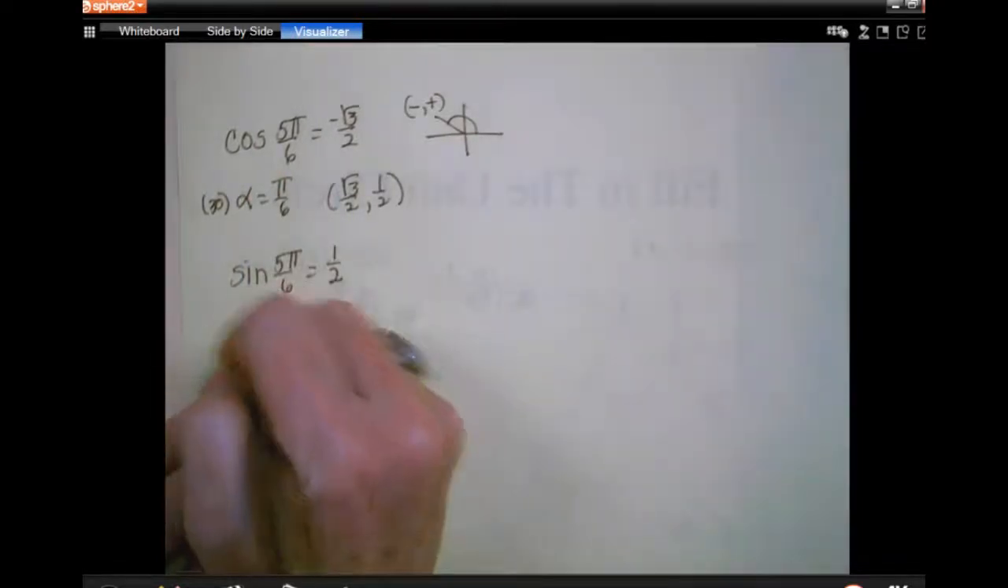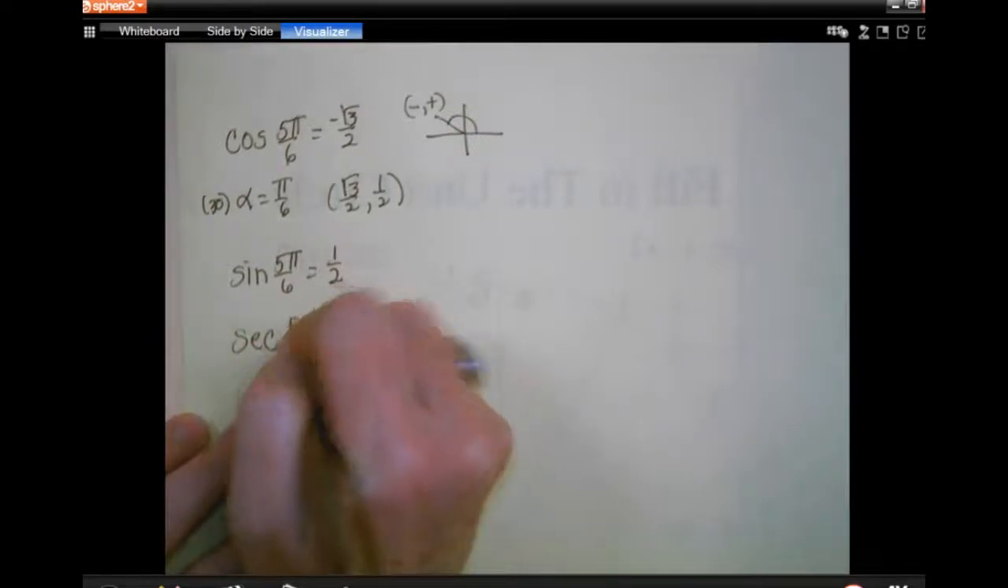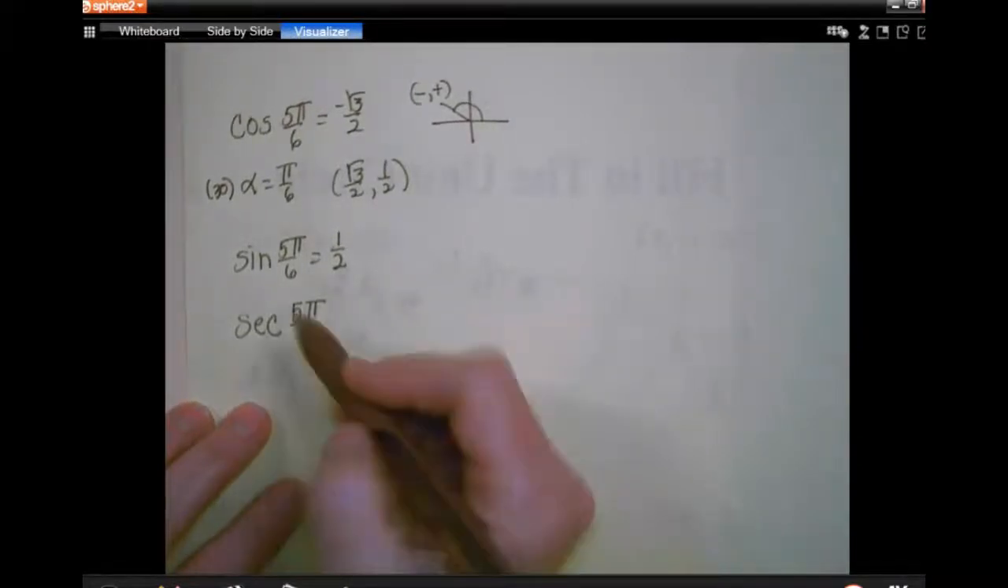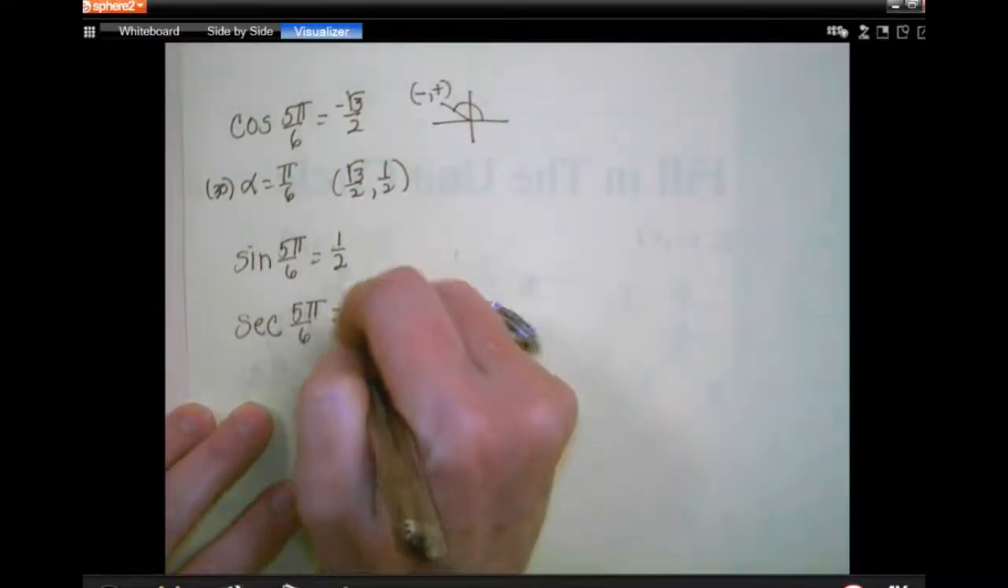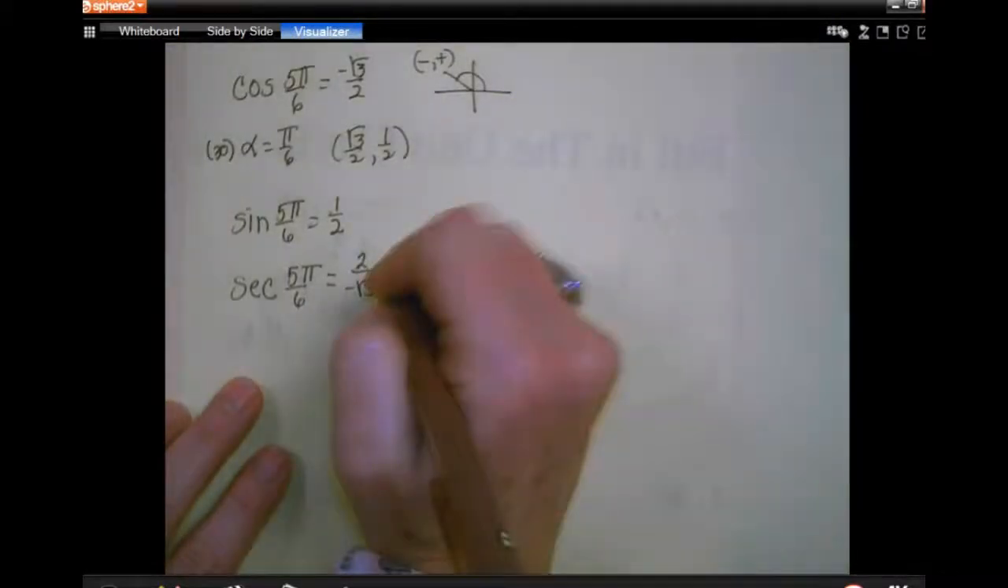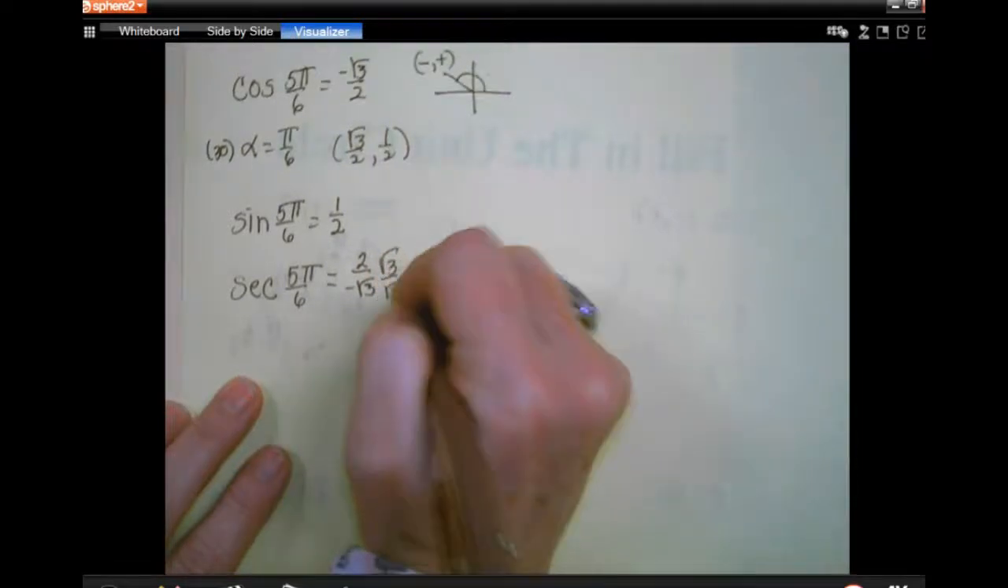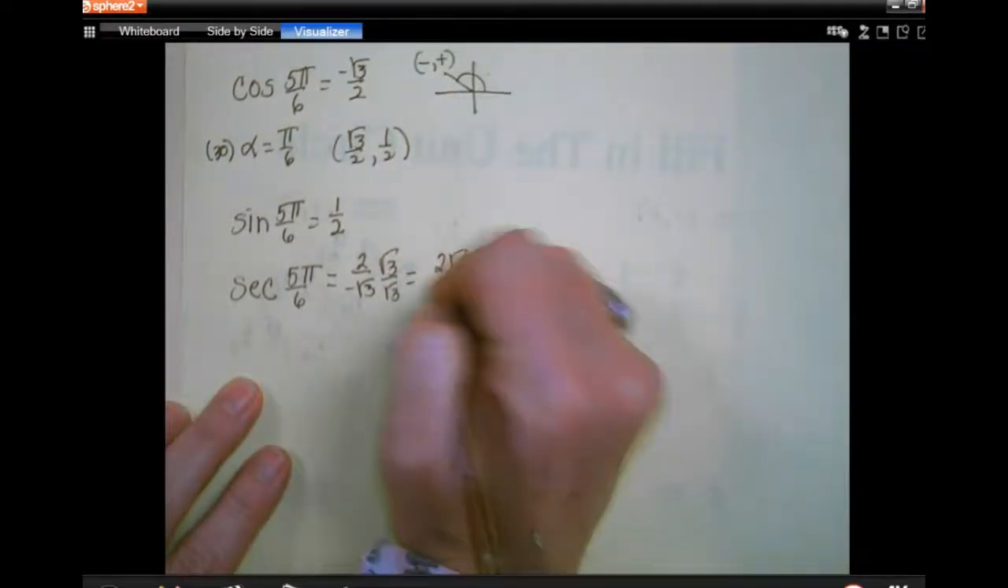So what was the inverse of the cosine? The secant of 5 pi over 6. So what do I do to find the secant? Flip the cosine, right? So I'm going to have 2 over negative square root of 3. Can I have a negative square root of 3 on the bottom? So I'm going to do square root of 3 over square root of 3, which is going to be 2 square root of 3 over 3, and it was negative.